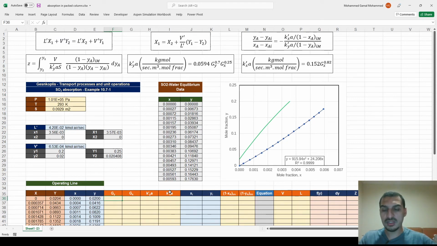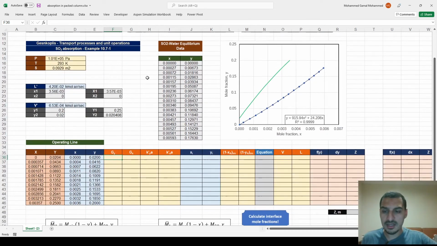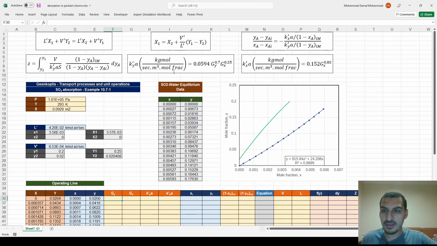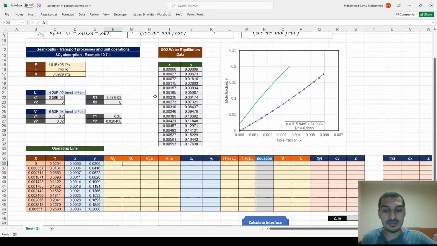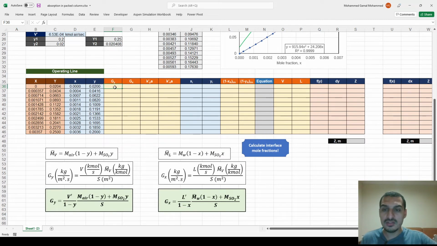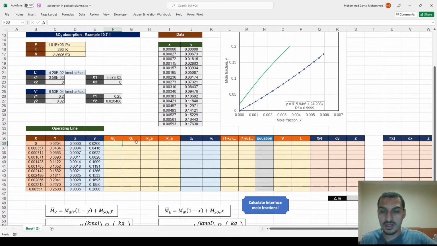Now let's go for gy and for gx. Gy is kind of tricky because, as we said, the gy has the units of mass, the total mass flux. This is what we mentioned. So this is total mass flux. To calculate the gy and gx from the L dash and V dash, it means that I have to convert the solute free bases into the total molar flow rate bases, and from molar flow rate into mass flow rate, and from rate into flux.